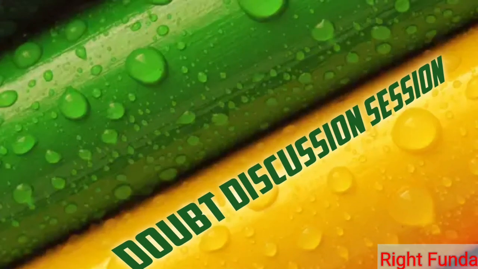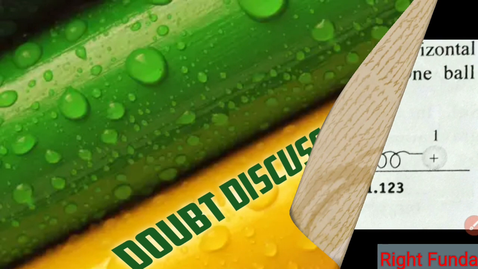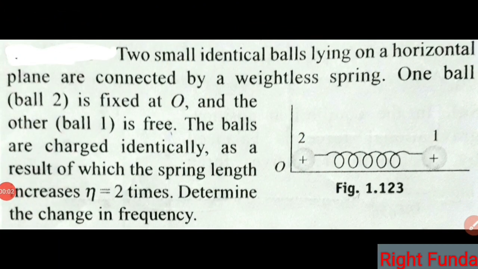Today's second doubt has been asked by Abhishek. Let's see what the question says. Two small identical balls lying on a horizontal plane are connected by a massless spring. One ball, say ball number 2, is fixed at O and the other ball is free. The balls are charged identically, as a result of which the spring length increases 2 times. Determine the change in frequency.